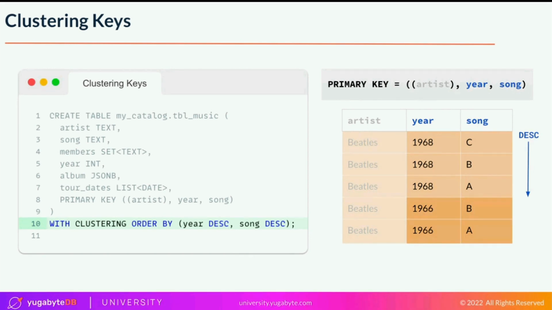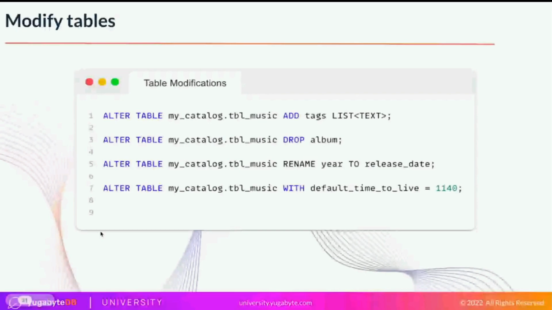So in the next slide, we'll talk a little more about the DML, or how to modify a table with YCQL. So here we see the ALTER TABLE statement. In YCQL, the ALTER TABLE statement is used to add a new column, drop a column, modify a column name, or change the property of a table. So a new column called tags is added to the table music.